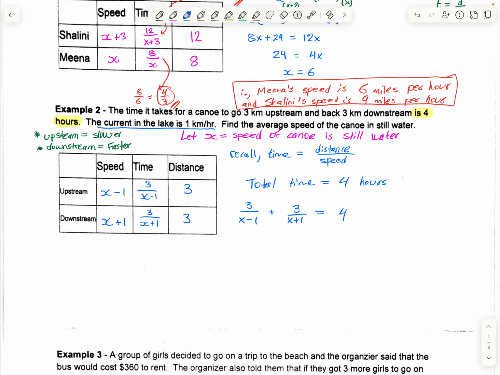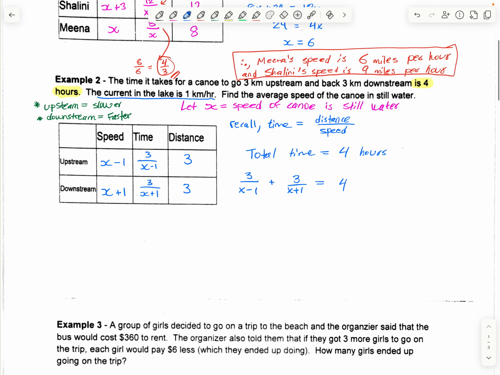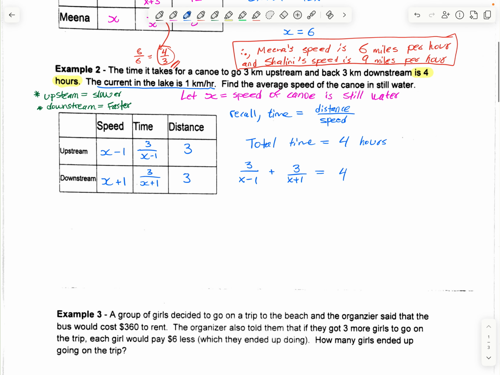Okay, all right. So now we solve. And this is where it becomes like solving a rational equation type problem, right? So we want to use a common denominator. Remember, there's like an imaginary 1 here. My common denominator here is going to be x minus 1 times x plus 1. That's my lowest common denominator. So I will just write it like this.